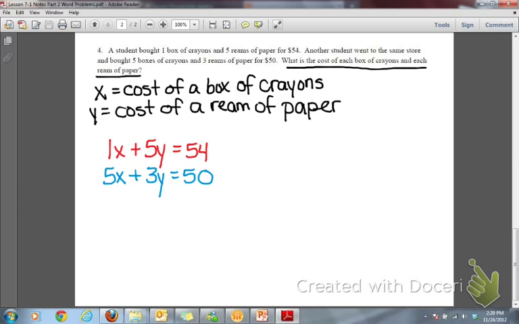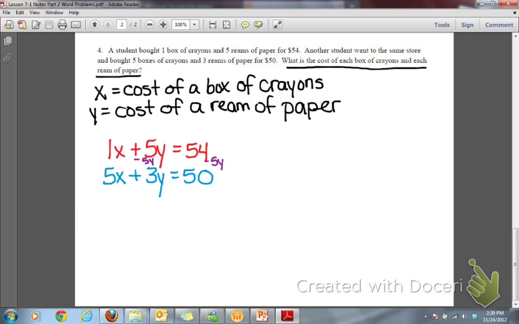Now, to use substitution to solve these, one of our equations has to be solved for one of the variables. Neither one is like that yet. We don't have one equation that says x equals something or y equals something. But if you look at the first equation, that 1x, remember the 1 can just be invisible. We don't really need it. So we could have just had x plus 5y equals 54. So it's going to be easiest if we take that first equation and we solve for x, and that would just mean that we take away the 5y there.